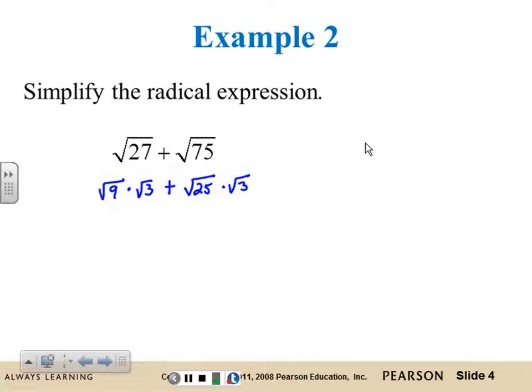So now let's break that down. The square root of 9 is going to be 3. Can't do anything with the square root of 3. Plus the square root of 25 is going to be 5. Can't do anything with the square root of 3. So now I have like radicals and I can simplify. So 3 square roots of 3 plus 5 square roots of 3 is going to give me a total of 8 square roots of 3.